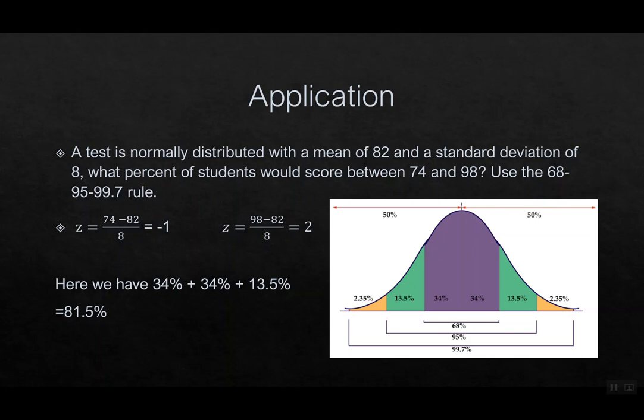So let's look at those two numbers on our graph. -1 is on the left, and then +2, which we go 1 and then 2, is here on the right. So I have a 34%, a 34%, and a 13.5% represents what part of the graph should be between these two numbers. So adding 34, 34, and 13.5 says we have a total of 81.5% of the students that should score within this range.